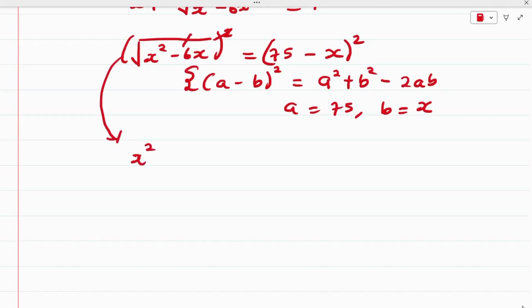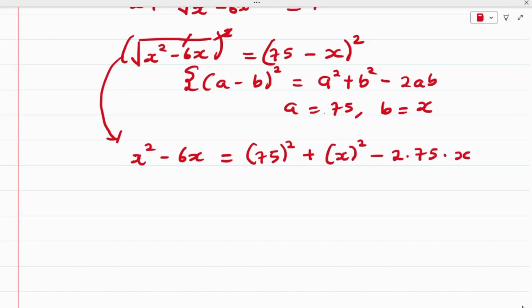So we have x square minus 6x is equals to, now for 75 minus x all raised to the power of 2, this becomes 75 all square plus x all square minus 2 multiply 75 times x. So we have x square minus 6x is equals to 75 all square plus x square minus 2 multiply 75 is 150, multiply x is 150x.